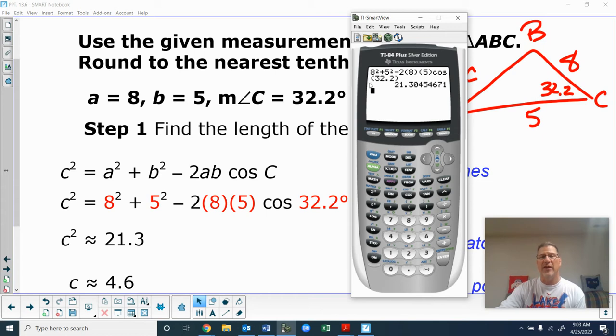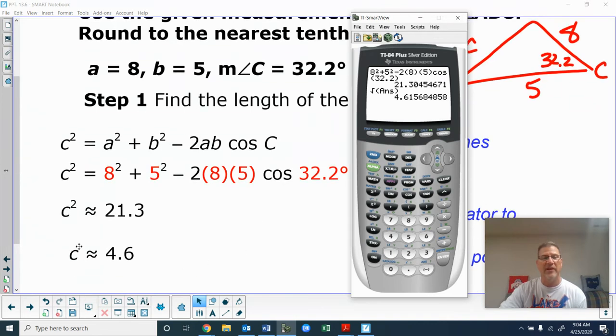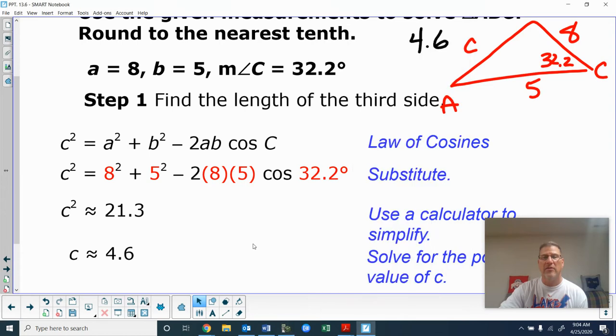What I do then is I hit second squared for the square root, and then second answer, and it'll put that whole thing in for me. Second answer is that negative sign down here. I close it up and hit enter, and there's your 4.6. So that's side C we just found, which I have right here in black. That's the first step. We found the third side.